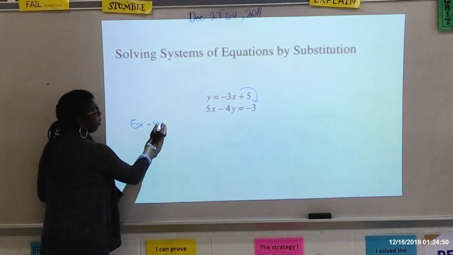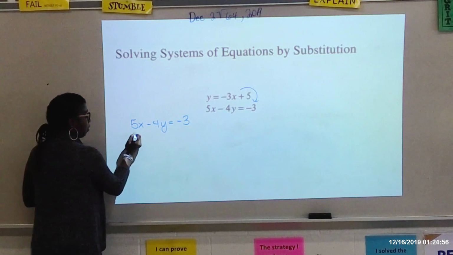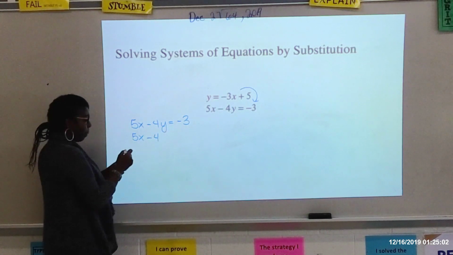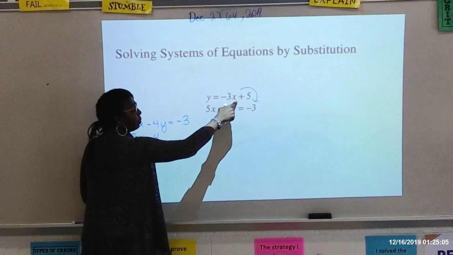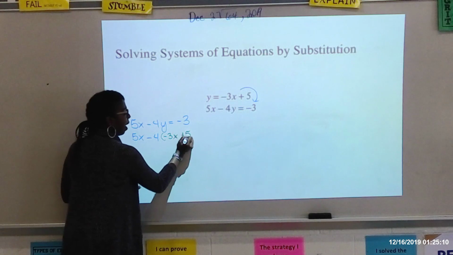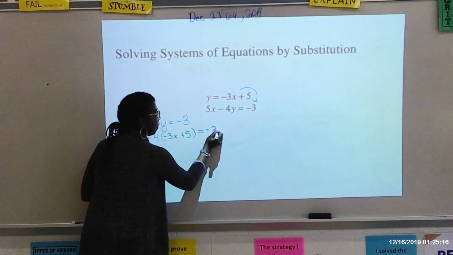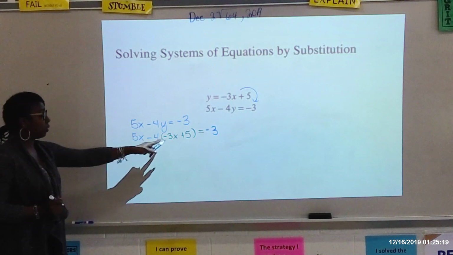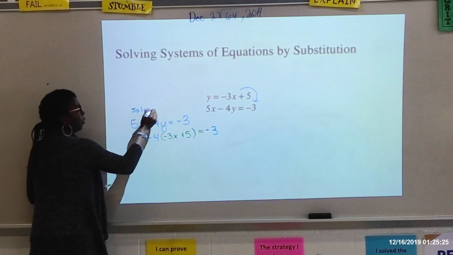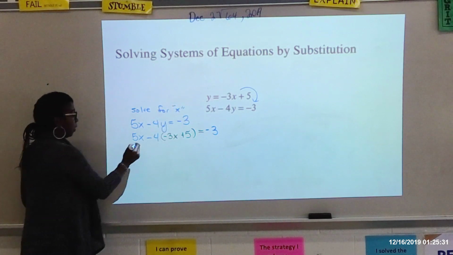5x minus 4y is equal to negative 3. That is your original equation. I'm going to write 5x minus 4. 4 is being multiplied by y, but y is now going to be substituted or replaced by negative 3x plus 5, close parentheses, is equal to negative 3. Now because we've substituted the negative 3x plus 5 for y, we can assume that we are now solving for x. So let's do our work.